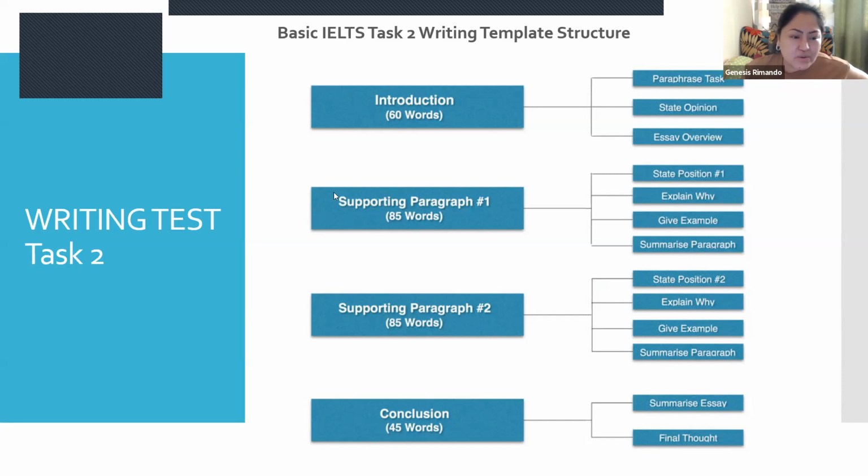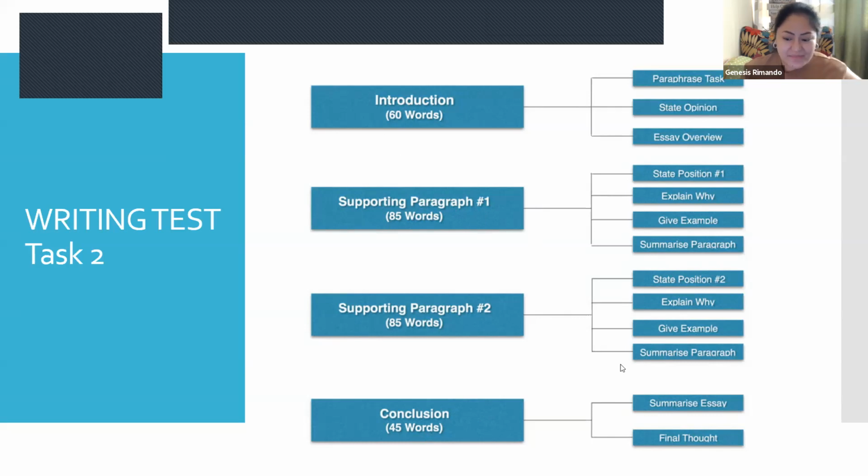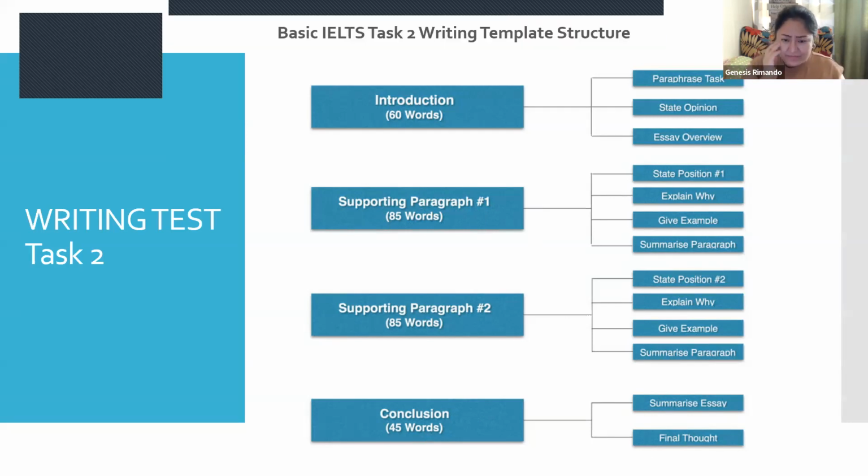So sometimes you don't need to brainstorm a lot of ideas or supporting ideas. You just need to have 2 supporting ideas and you have to expand on it. Right? You just need 1 supporting position, second supporting position, expand on that, expand on that. Then you write your conclusion. Usually for the conclusion, it's just a paraphrasing of your introduction. Then you give your final thought. Let's move on to more examples. But usually this is the suggested template or structure.